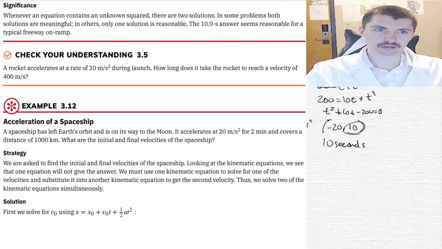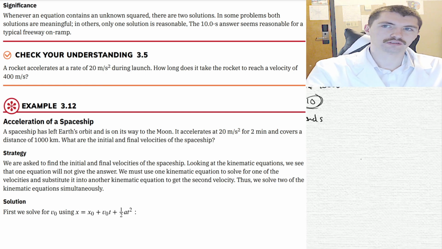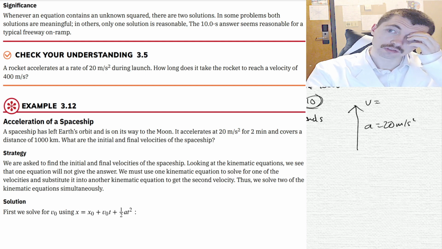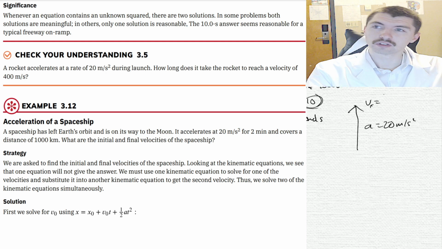All right, a rocket accelerates. a is 20. And v final is 400 meters a second. Guessing v naught is 0. So solving for t.